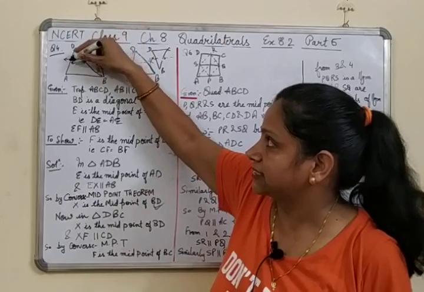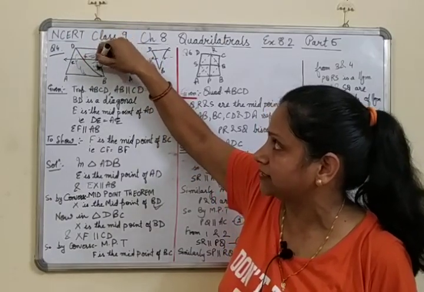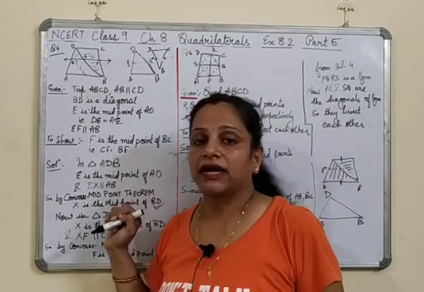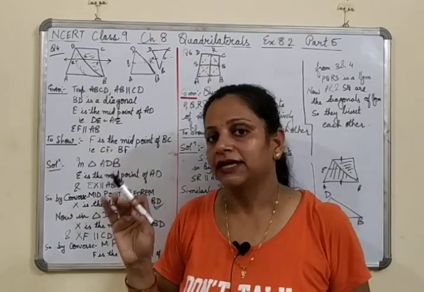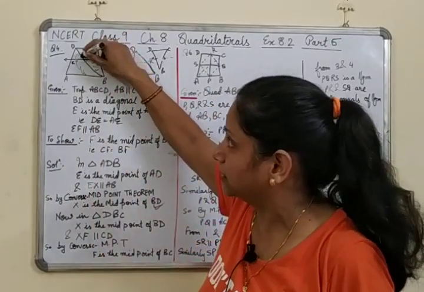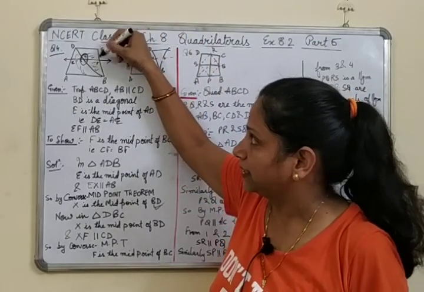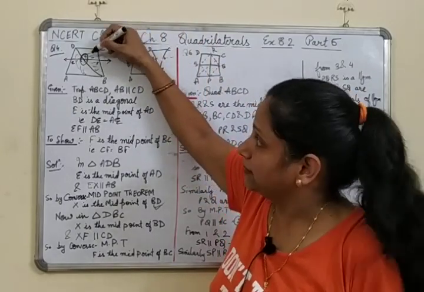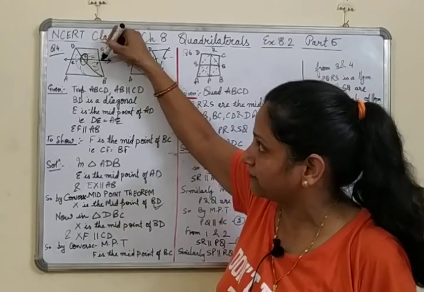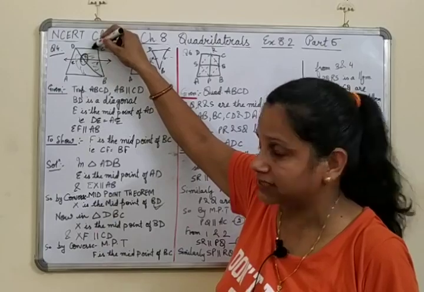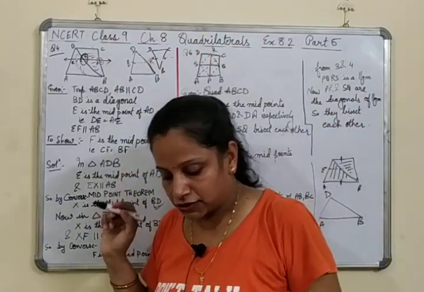Now this parallel line has divided it into two triangles. One triangle is this and another triangle is this. First of all, we take triangle ADB. In ADB, one midpoint is given and one parallel line is given. That means the other point will also be the midpoint. Now we move on to the second triangle DBC. In DBC, we have got this X as midpoint, and XF is parallel to CD because it was a trapezium. That means the other point will also be the midpoint. This is only what was asked in the question.